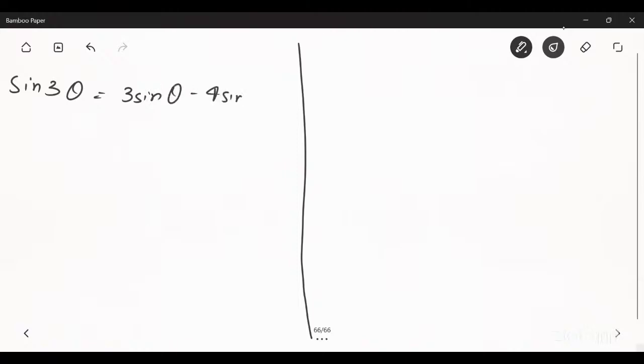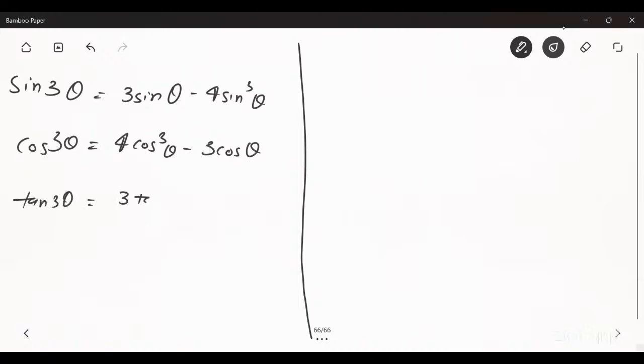Now, three-angle formulas. First is sine 3 theta. Sine 3 theta is 3 sine theta minus 4 sine cube theta. And the formula of cos 3 theta: cos 3 theta is 4 cos cube theta minus 3 cos theta. Tan 3 theta is equal to 3 tan theta minus tan cube theta upon 1 minus 3 tan square theta.